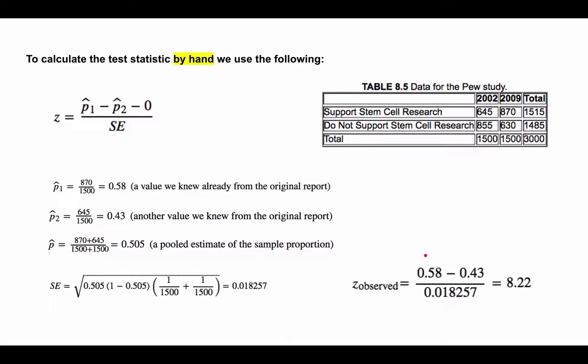So we do P1 hat, 0.58, minus P2 hat, and then we divide by the standard error, the very last thing we just found, and we get 8.22. Now this number is our test statistic. It's a number that gives us a sense of how far away P1 and P2 might be.